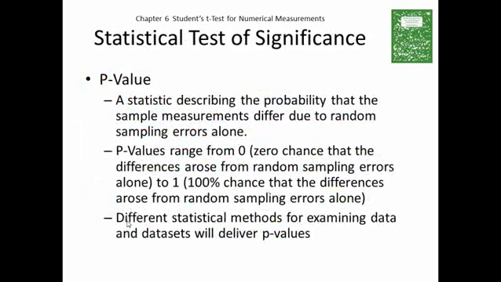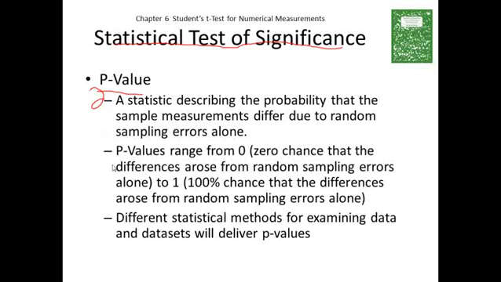Now, we're going to use this with statistics. What we'll use then is a statistical test of significance. This is going to require a couple of steps. The first step is something like a p-value, or probability value, one could say. It's a statistic describing the probability that the sample measurements differ due to random sample errors alone.